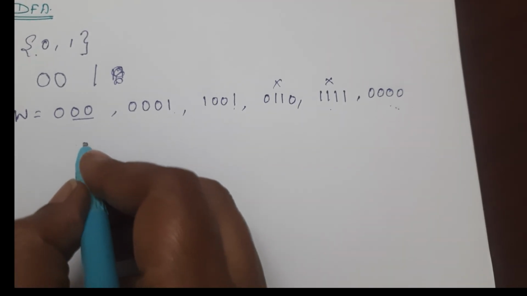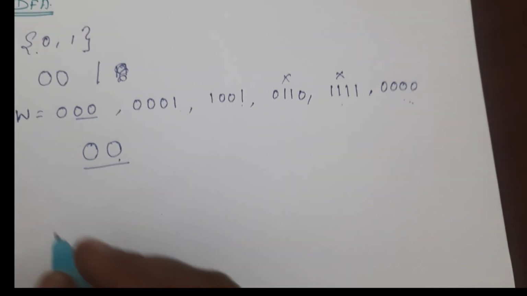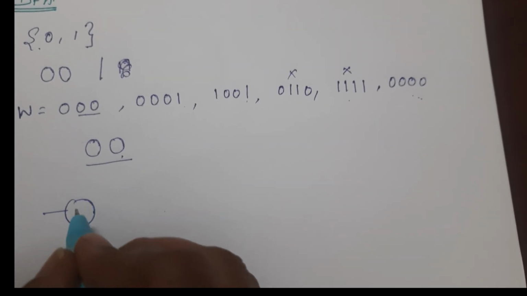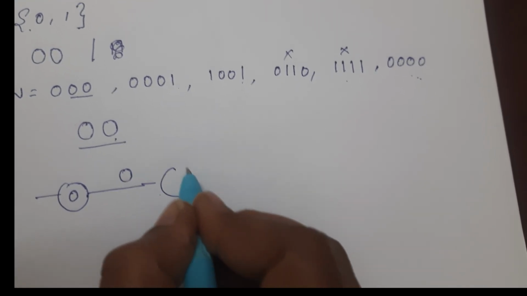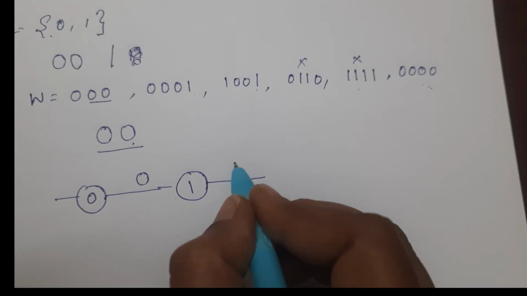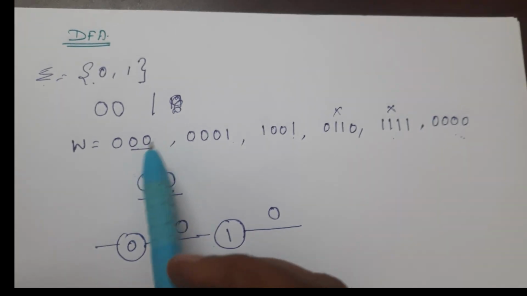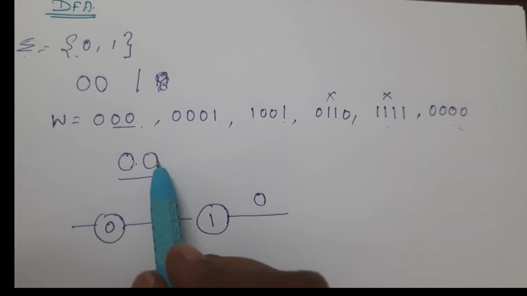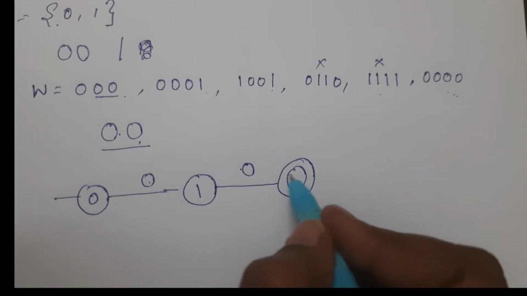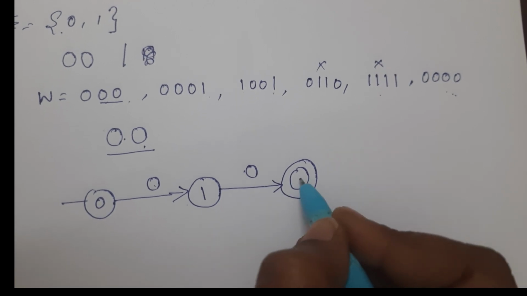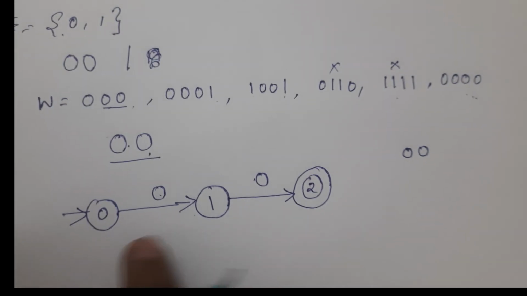Now we'll take this 0 0. Initially we have to work with this minimum thing. So we'll start with state 0, and for 0 it should move to another state called 1, because I should minimum guarantee these two zeros. When I say consecutive zeros, these are two consecutive zeros. So I'll make this string, and if we have 0 0, your machine accepts.